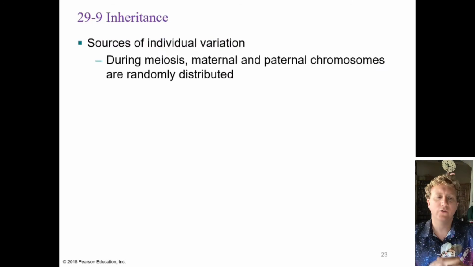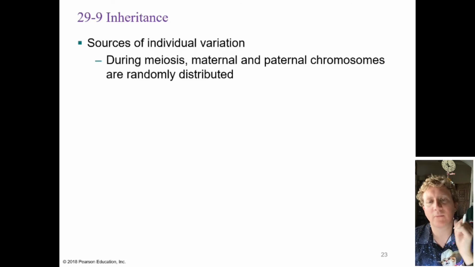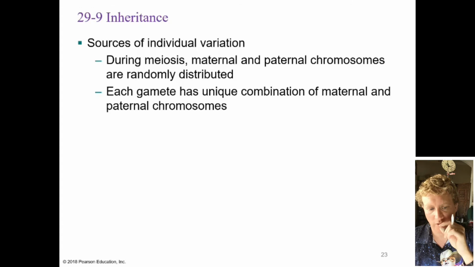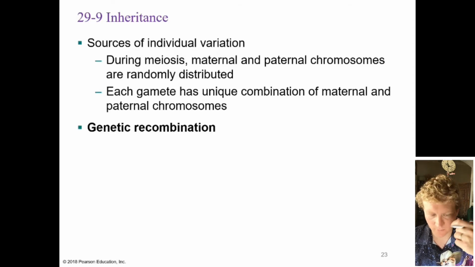So sources of individual variation. Chromosomes are randomly distributed during meiosis, so that's one thing. Each gamete produced has a unique combination of genetic material of maternal and paternal chromosomes. So it's a crapshoot, basically, as far as who gets what chromosomes, which egg and which sperm comes together.